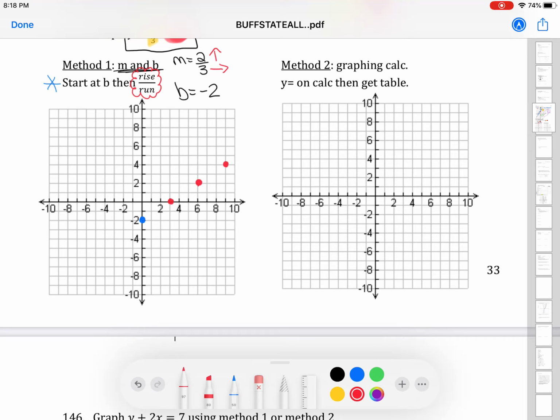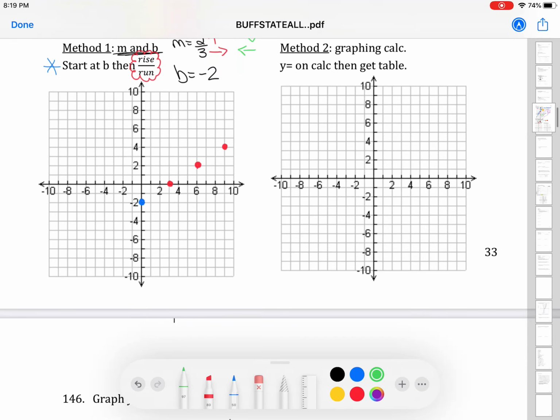So my pattern here was to rise 2 and run 3. So I went up 2, right 3, up 2, right 3. Something else that you can do is the complete opposite to follow that linear pattern in the other direction. So instead of going up 2, right 3, you can go down 2, left 3, and you'll get the same pattern. So from this point again, my y-intercept, I'm now going to go down 2, left 3. And notice it just follows the same linear pattern, but in the other direction.